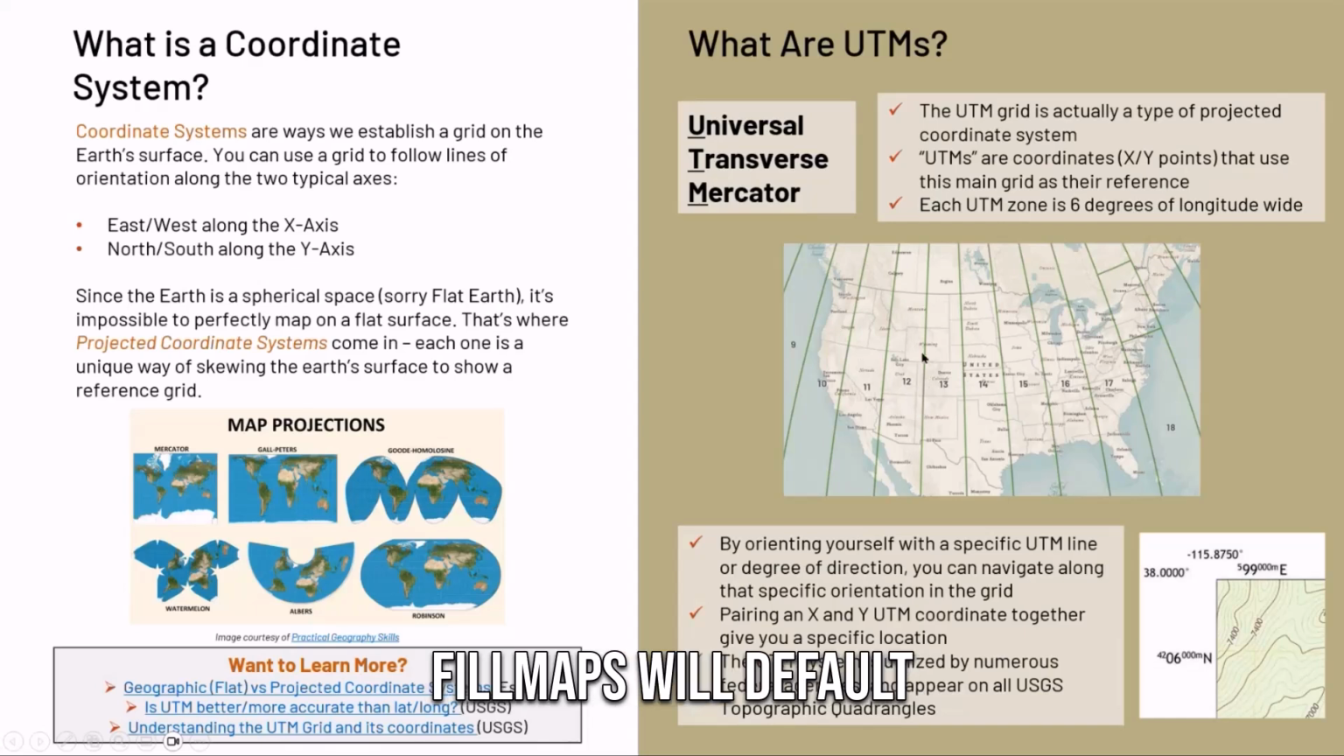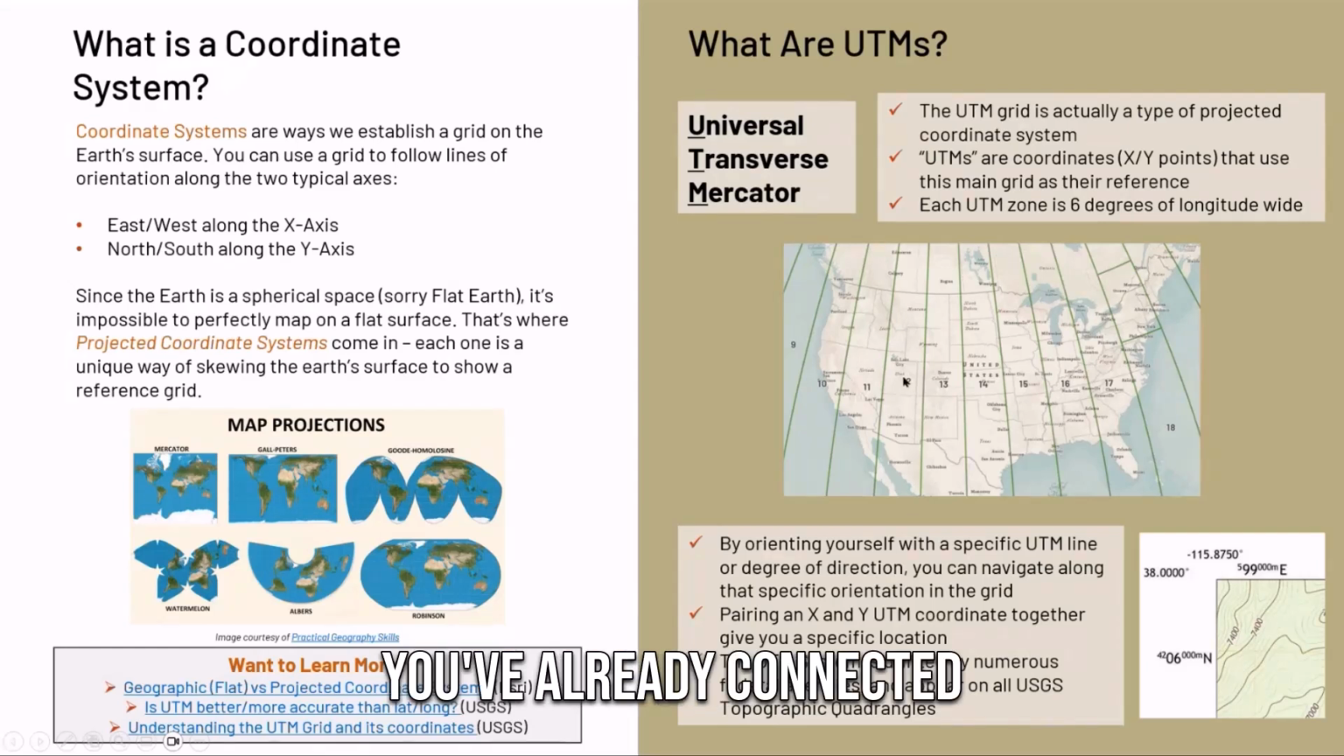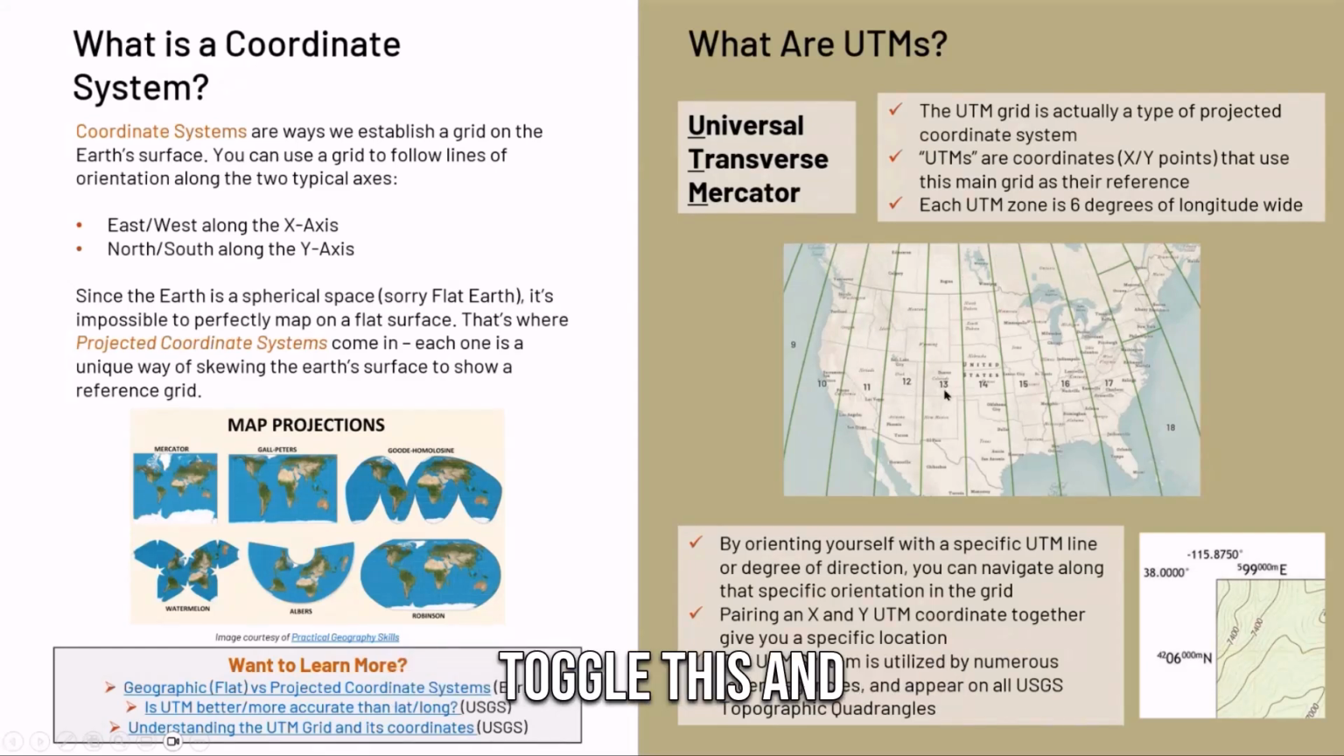Field Maps will default to using the integrated. Again, that's just the built-in GPS in your iPad, which is not worth anything, not even a hand sandwich, when it comes to our field data collection. From here, if you've already connected, you have to toggle this and choose the connected receiver. If you don't see anything here, that means it didn't pair correctly in the Bluetooth. So you've got to go back a couple steps and make sure that they're talking to each other.